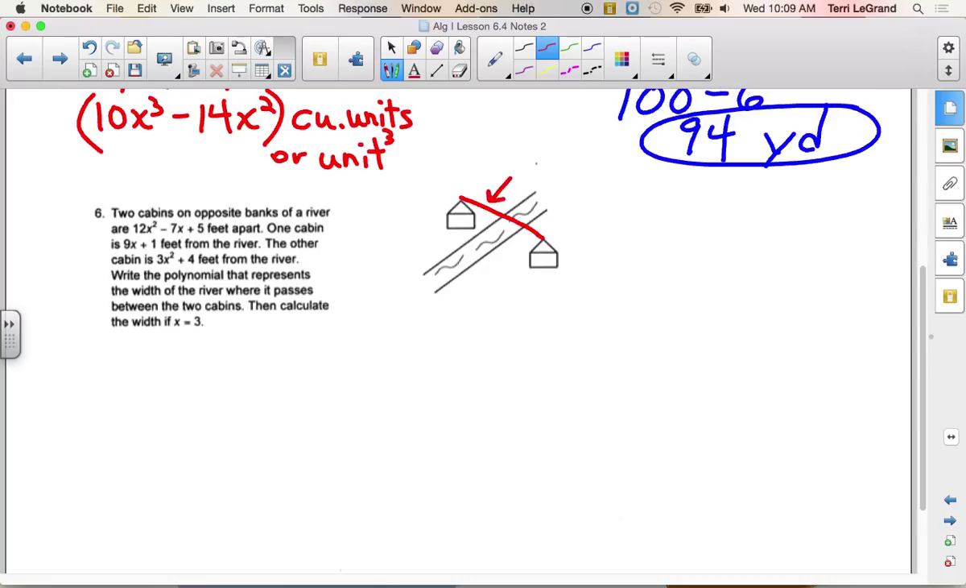What is the polynomial for that? Oh, it's 12x squared minus 7x plus 5. And then the distance from one cabin from the river and the other cabin from the river, now we're talking about, oh, from here to here and from here to here, right? So for this one, let's make that 9x plus 1. And then this one, we're going to say is the 3x squared plus 4.